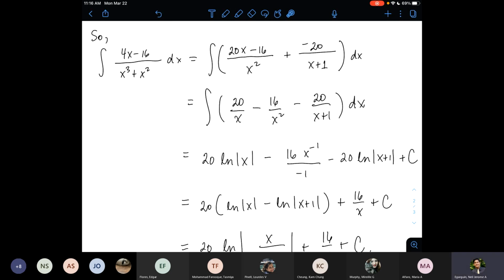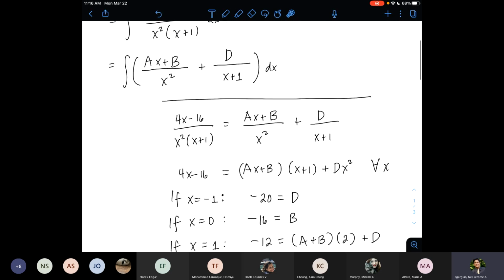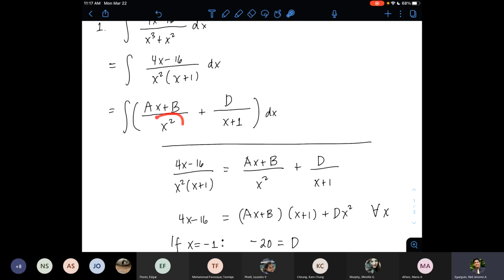Yes, that's right, Herson. If your denominator is an irreducible quadratic factor, and when I say irreducible, it means it cannot be factored anymore, then the numerator should be a generic linear function, right? That's why I treated x squared as a non-repeated quadratic factor, and hence the numerator is a generic linear function. So that's the general rule. If you have a degree n in the denominator, then the numerator will be a generic degree n minus 1.